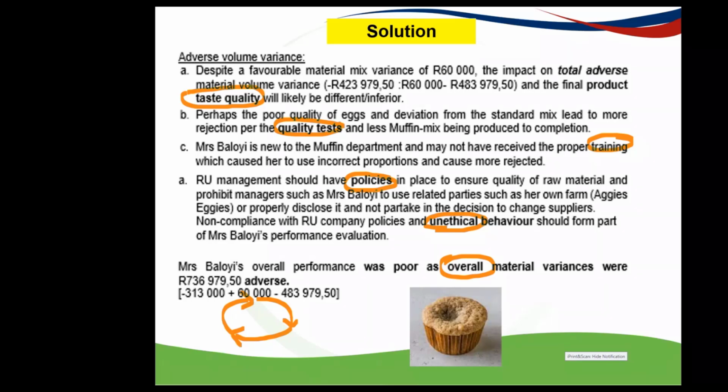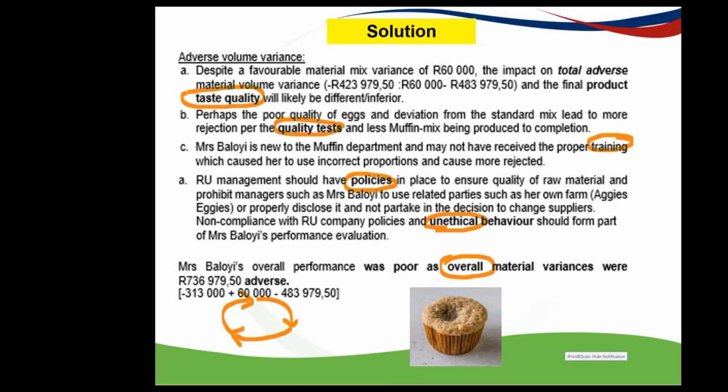Then we also didn't train Ms. Baloy in this regard. She has to go for training. And we have to put in place policies to ensure that our staff or managers don't just change suppliers. There has to be some policy to follow, and that if there's unethical behavior, that it should be reported. So overall, Ms. Baloy's performance wasn't good because the material variances were adverse if you look at all of them combined. Okay. Is there questions at this stage?